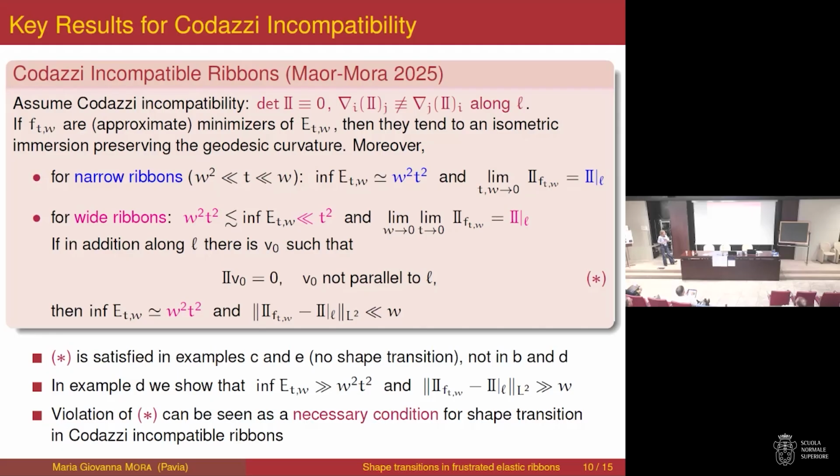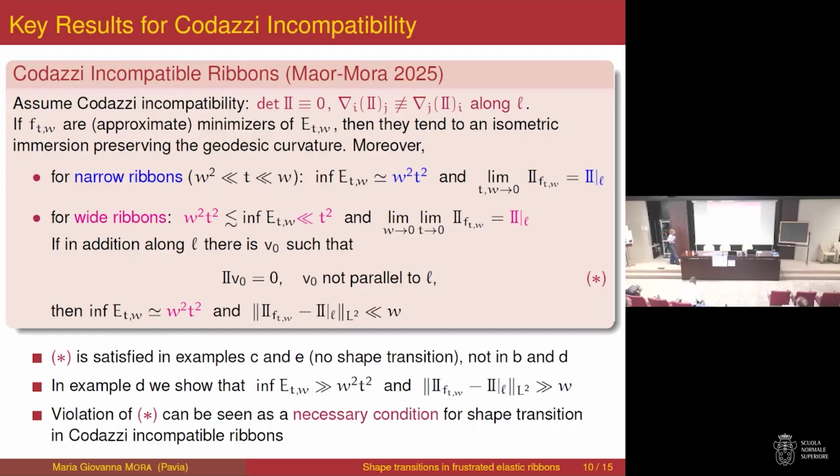So when this condition is not satisfied, what can we say? Well, unfortunately, at the moment, in these two examples where we see a shape transition in the experiments, we are not able to identify exactly the scaling of the minimal energy. But at least in one of the two cases, in example D, we can show that the scaling of the energy is for sure different from the one we have when the condition star is satisfied, and the convergence to the target curvature is much slower.